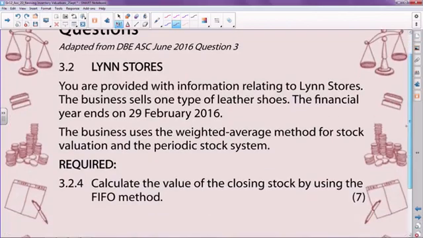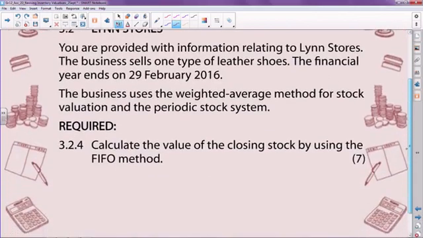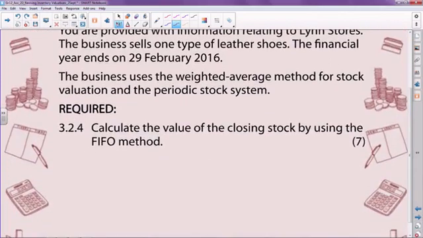calculate the value of your closing stock using the FIFO method. Aha! Do you remember the secret for FIFO? I'm not going to tell you because I'm going to give you 1 minute to calculate it for me. Go for it.